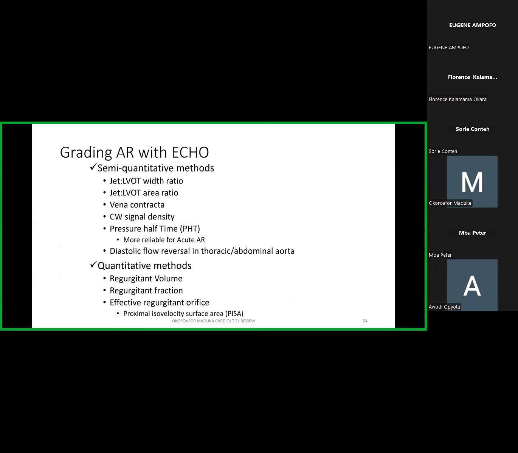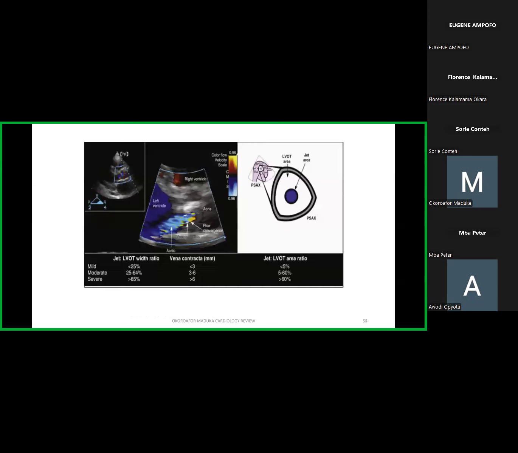We can look at this later. So trying to grade aortic regurgitation, you could use the semi-quantitative or the quantitative method. The quantitative methods include the regurgitant flow volume, regurgitant fraction, and effective regurgitant orifice. There is also the proximal isovelocity surface area, PISA, that can be used. This is an echo picture that is showing aortic regurgitation, as you can see in the picture here.